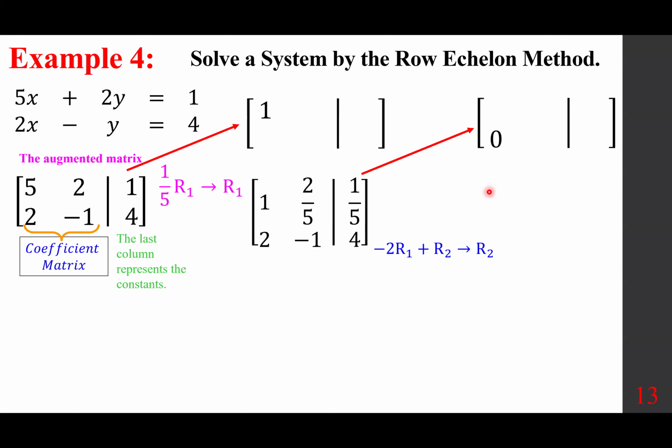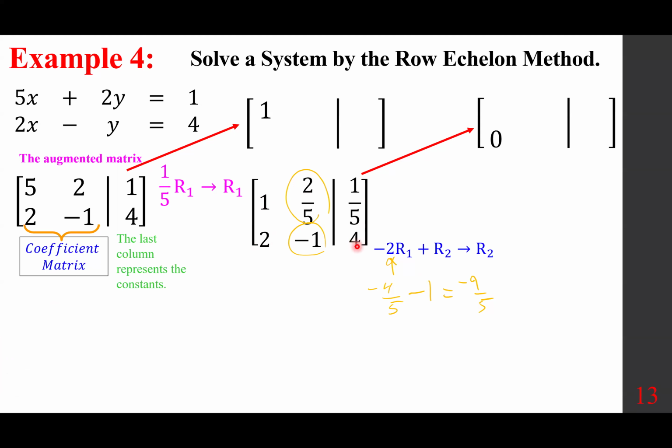What does it mean? The first row, just write it: 1, 2 over 5, 1 over 5, don't change it. 2 becomes 0. What happens here? I'm going to show you. I'm going to multiply this one by negative 2, so I get negative 4 over 5. And then I'm going to add it to this one. That means minus 1, which makes it minus 9 over 5. So this one is 1, this one is 2 over 5, this one is 1 over 5. We got 0 here, and we got negative 9 over 5 here.